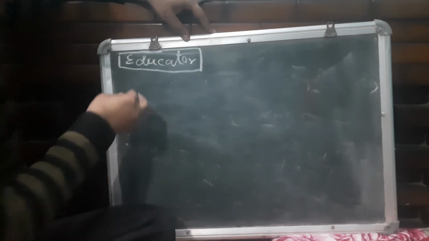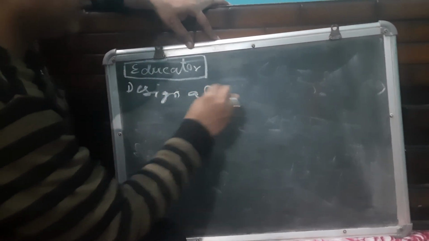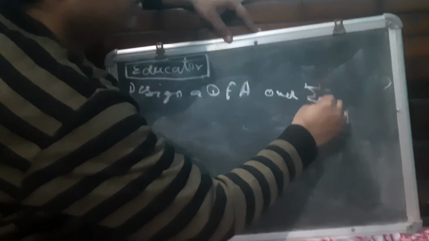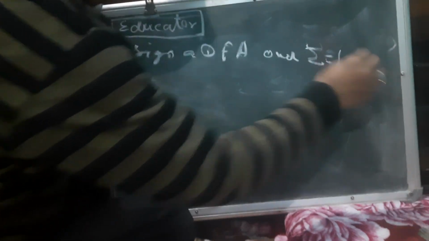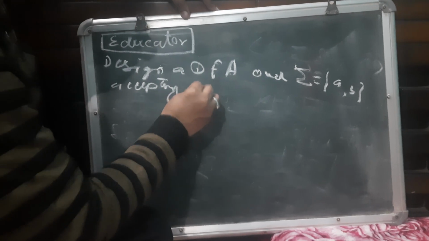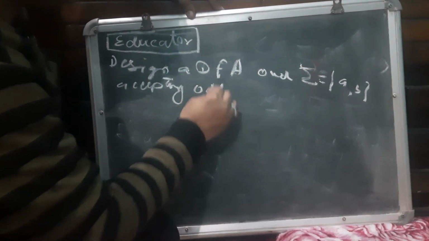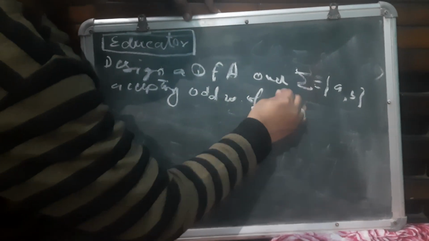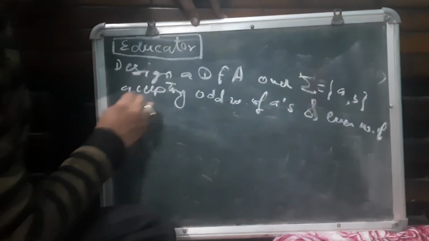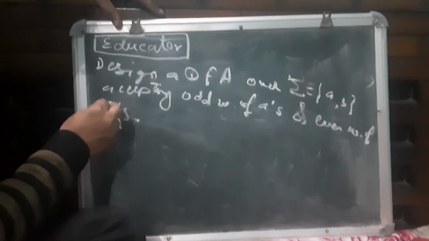Now let us design a DFA over sigma equals {a, b} accepting odd number of A's and even number of B's. Okay, now let us design for this.